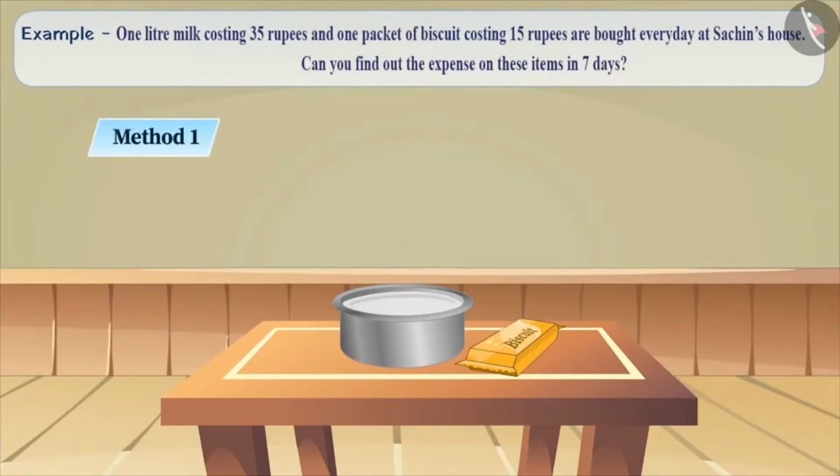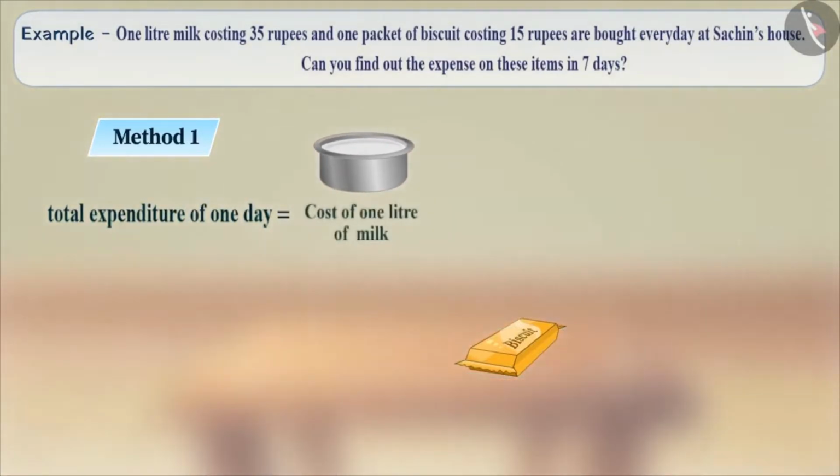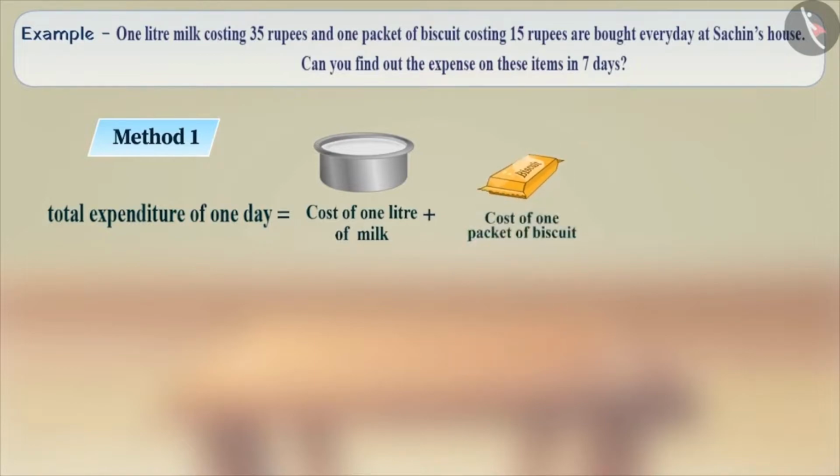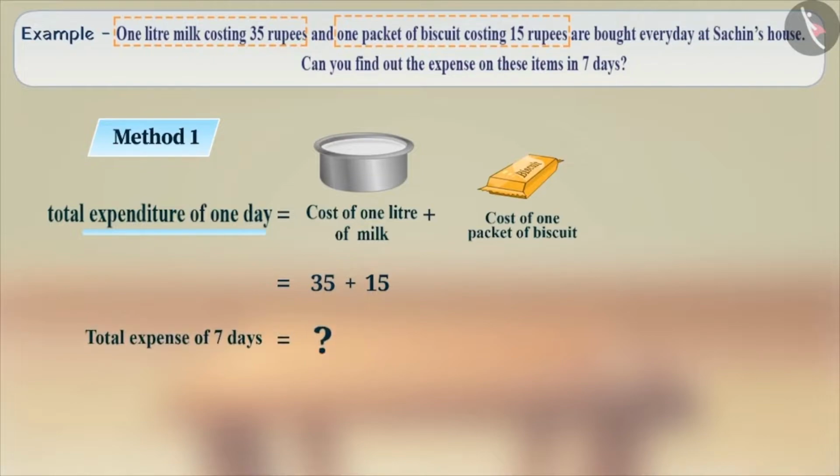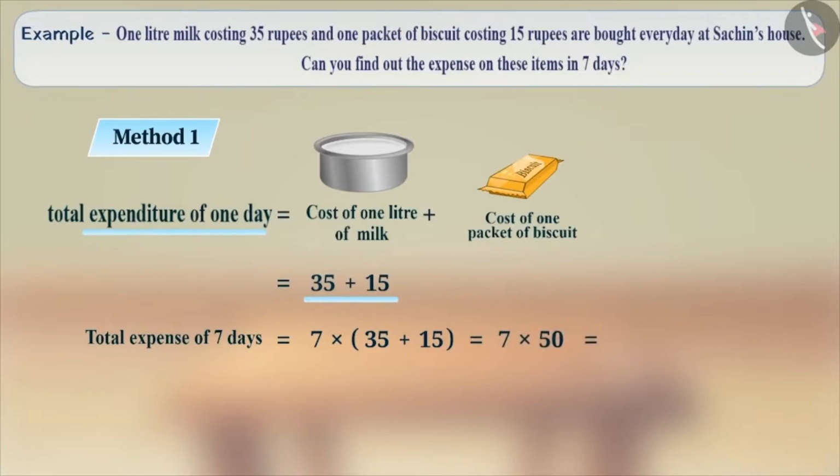Method 1. To solve this, we will find the total expenditure of 1 day, that is, the cost of 1 liter of milk plus the cost of 1 packet of biscuits, 35 plus 15. Now, how do we find the expenditure for 7 days? Think for a while. We have to multiply the total expenditure of 1 day, that is, 35 plus 15, by 7. 7 into 35 plus 15. After simplification, we get 7 into 50, which is equal to 350 rupees.